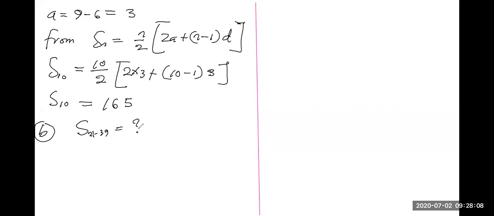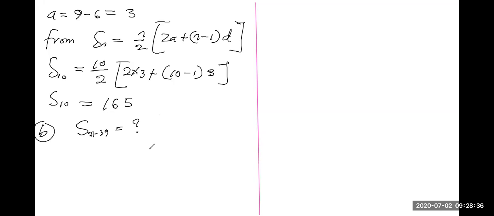A typical student who doesn't apply logic would start from the first term, which we have already gotten as 3, use the common difference, adding 3 to get the second term, third term, fourth term, fifth term, sixth term, and so on till the 39th term. Starting to add manually from the 21st to the 39th term will take a lot of hours. But how do we approach this using the sum of an AP formula?